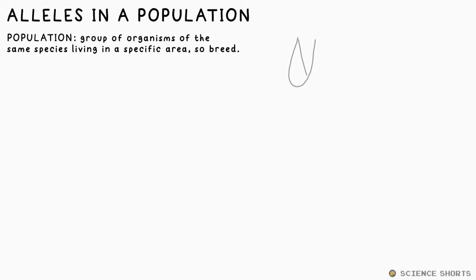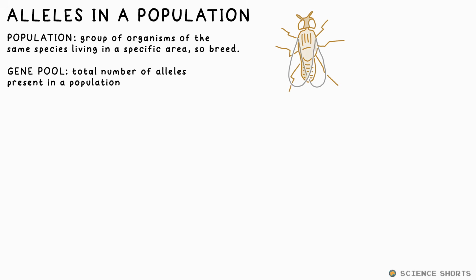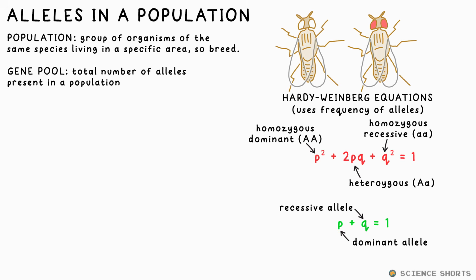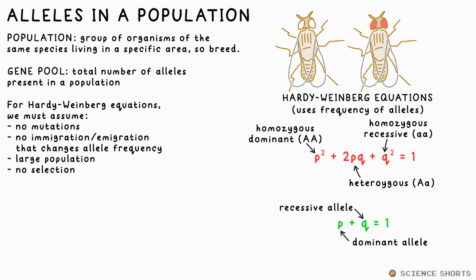A population is a group of the same species of organism living in the same space, so they can breed. Gene pool is the term given to the total number of alleles present in a population. We use the Hardy-Weinberg equations, but it only works if we assume there are no mutations, no immigration or emigration that changes the allele frequency, that it's a large population, and there's also no selection going on. p and q are the frequencies of the dominant and recessive alleles, respectively. p squared is the frequency of the homozygous dominant alleles. q squared is the same but for the recessive alleles. And 2pq is the frequency of the heterozygous alleles.